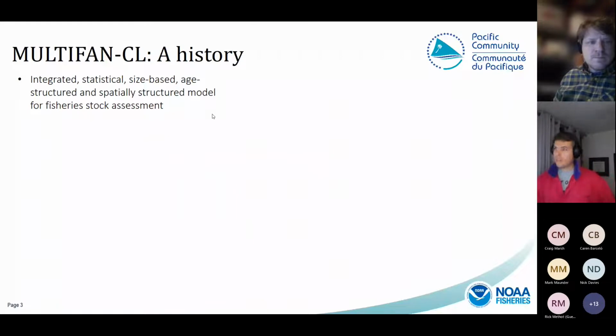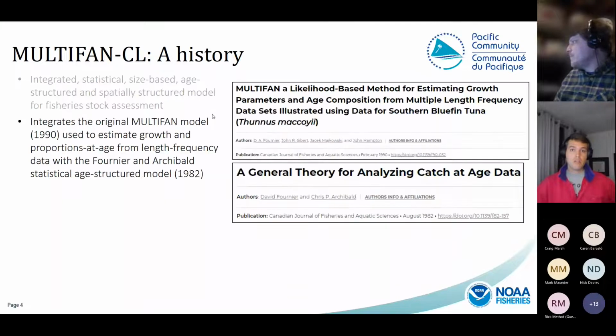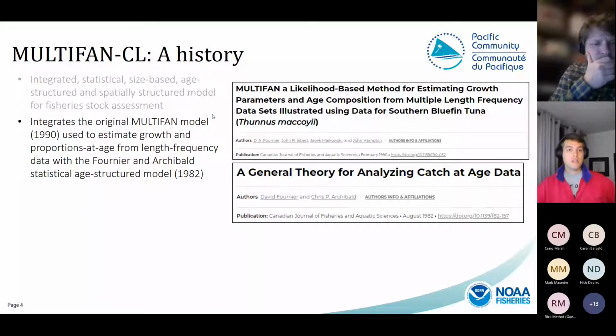But before we get into some results, go into a little bit of the history of multifan CL for those that aren't familiar with it. It's an integrated statistical size-based age-structured and spatially structured model for fishery stock assessment. It's been around for quite some time. It integrates the original multifan model from 1990 that is used to estimate growth and proportions at age from length frequency data. Integrates that with the Fournier and Archibald statistical age structured model from 1982.